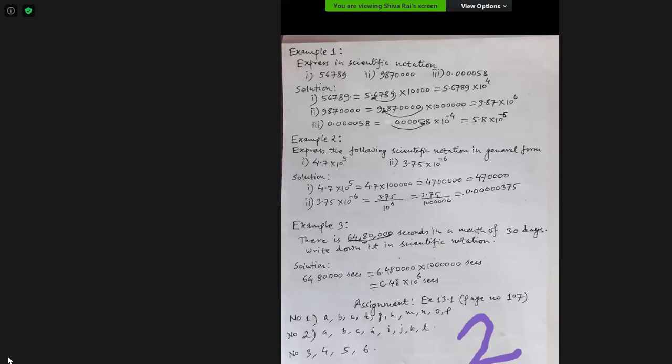I am giving you one example. I am going to start the example. Look at these examples to be clear about scientific notation. Example 1: express in scientific notation. Express means convert.